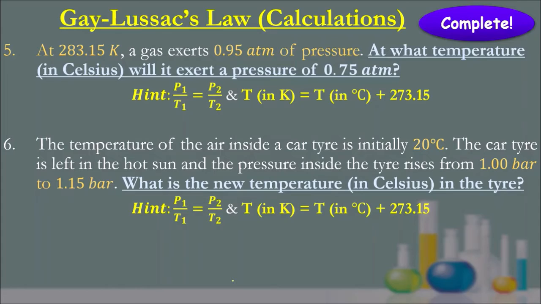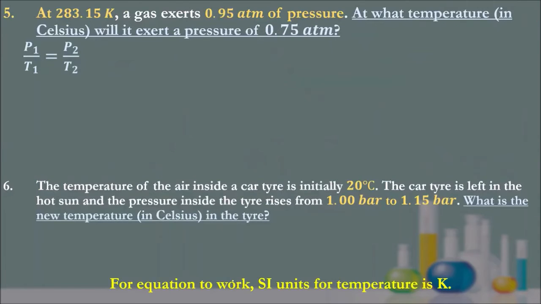Alright, so let's move on to the answers. This is the formula we have: P1 over T1 equals P2 over T2. Remember, the subscripts just mean which system it's in. This number 1 was our original, and number 2 is the second system.